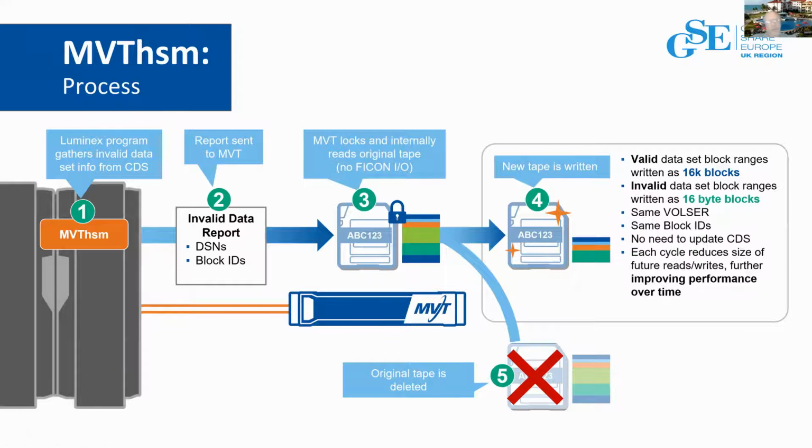So we put a program on the mainframe. That mainframe, when you call for an HSM recycle, will go out and read the information out of the CDS for invalid data sets. Now, each time you run it, you can either look at everything in ML2, or you can subset it down with different criteria. That's up to you, and I'll talk about that criteria in a minute. But we read the CDS on the mainframe.